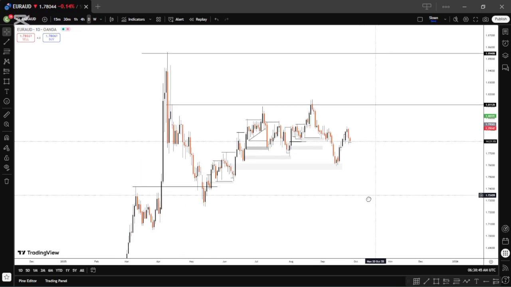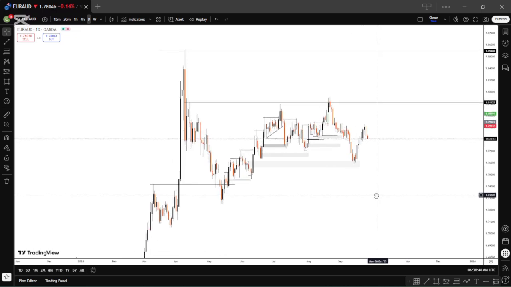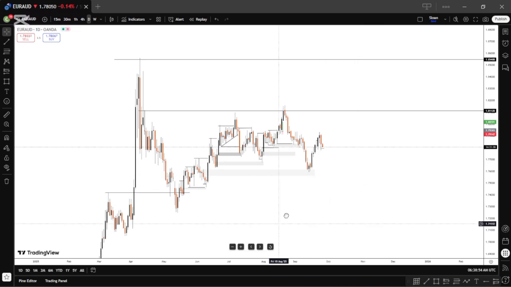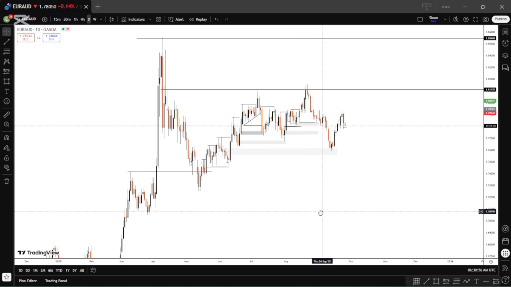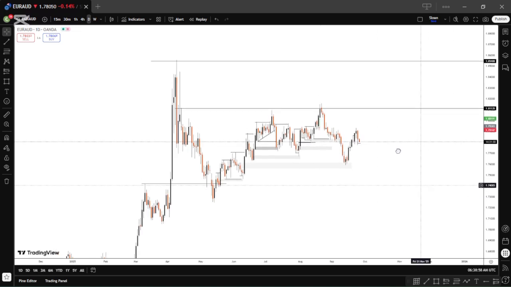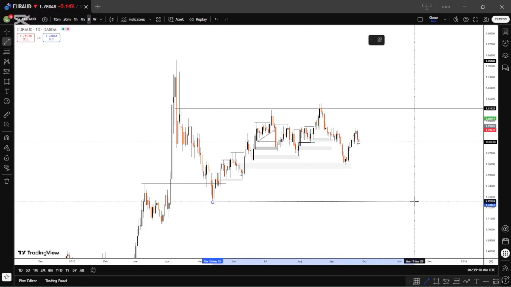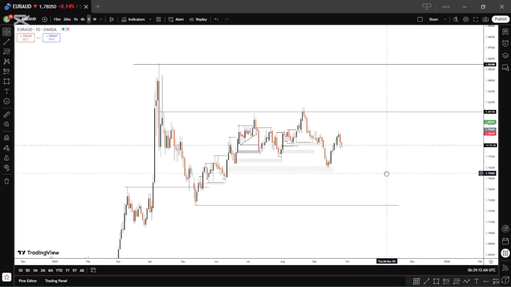Okay, so this is Euro AUD daily time frame, and in the daily time frame, as you can see, I've marked out key levels here that you can find. So doing this now, let me just explain. This area is our long-term drawn liquidity. This highest zone is our long-term drawn liquidity. And then this low is our short-term drawn liquidity.